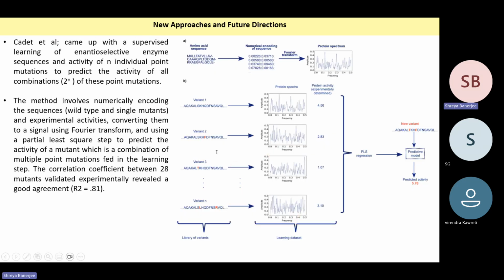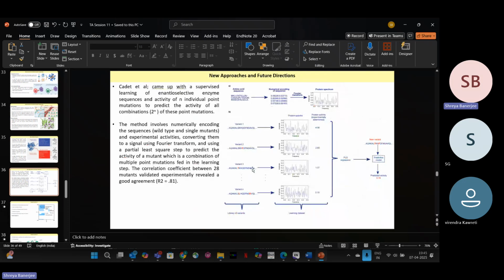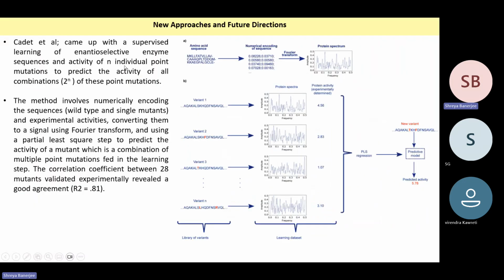There are also new approaches and future directions in this protein engineering field. Basically, we'll talk about some of the future directions in which the protein engineering field can go. Cadet et al. came up with a supervised learning of enantioselective enzyme sequences and activity of n individual point mutations to predict the activity of all combinations of these point mutations.